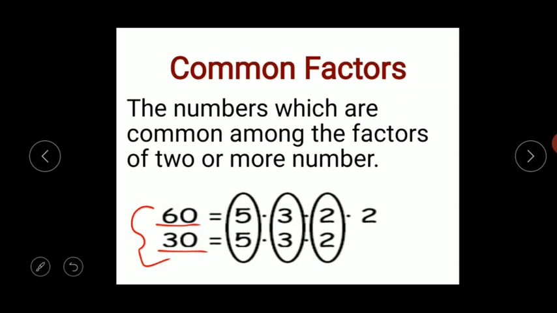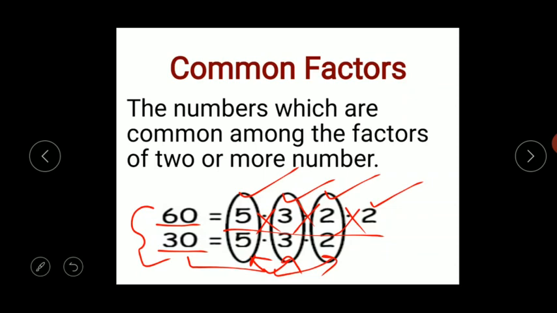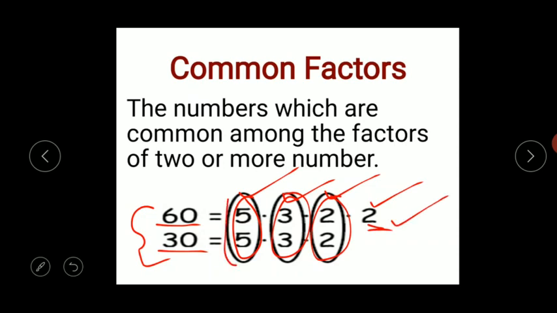What are the factors of 30? 5 into 3 into 2. Multiply this: 5 into 3 is 15, 15 into 2 is 30. For 60, the factors are 5 into 3 into 2 into 2: 15 into 2 is 30, and 30 into 2 is 60. Between these two numbers, what common factors can you see? I have circled them here: 5, 3 and 2. These are the ones that pair up, and one 2 remains out. We will not consider this as a common factor. Common factors are only those factors which can be paired.